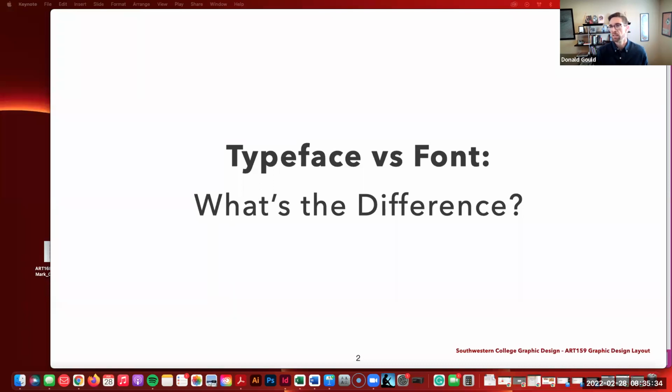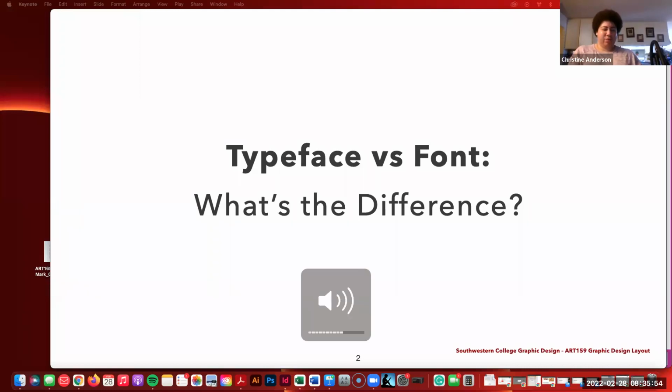So what do you guys think, without necessarily having any knowledge of this, does anybody have any ideas on what the difference is between a typeface and a font? Any thoughts? Christine, yeah, go ahead. I'm thinking a typeface is like if it involves serifs or not, and a font is like a different style of typing.